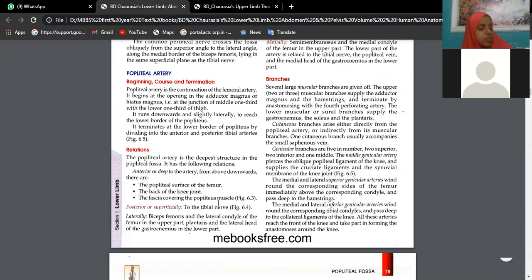We have certain stages: leptotene, zygotene, pachytene, diplotene, and diakinesis. Okay, you just give those names. Then classification of bones. These are all 2 markers, beta. So we have short bones, long bones.